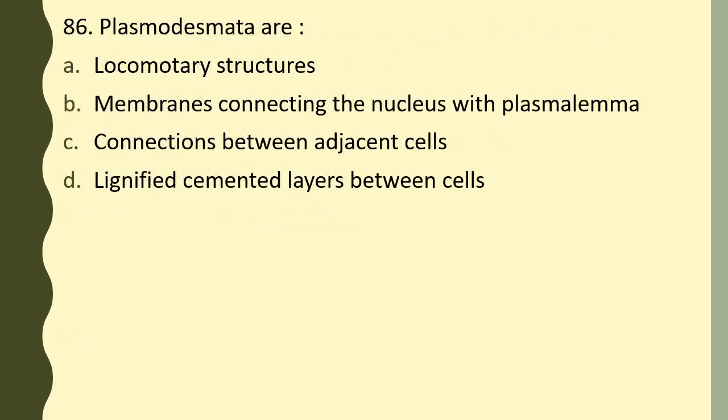Question number 86. Plasmodesmata are locomotory structure, membrane connecting nucleus with plasmalemma, connection between adjacent cells, lignified cemented layer between cells. Plasmodesmata are. Correct answer is option C, that is connection between adjacent cells.